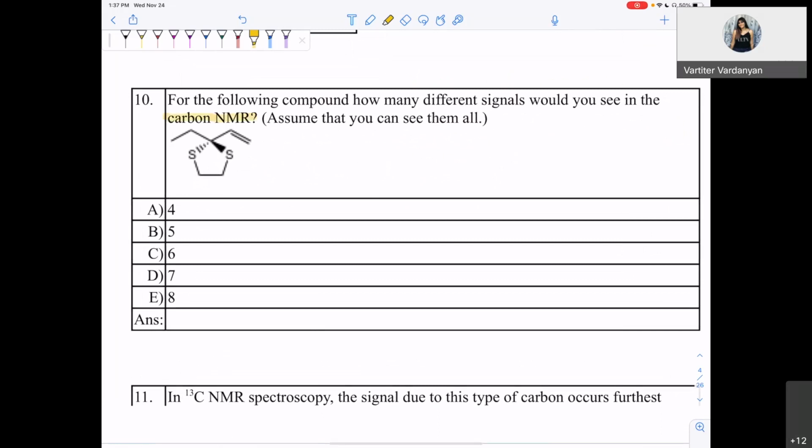So this question is asking for carbon NMR. So for carbon, well, for all NMR, we're going to look at symmetry, and we have internal symmetry here. So this is 1, 2, 3, 4, 5, 6. So we have 6 carbon signals.